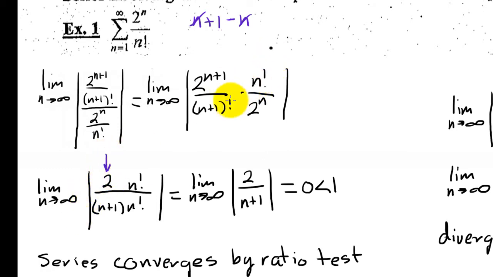When we have n factorial over n plus 1 factorial, that's n factorial over n plus 1 times n factorial. We reduce the n plus 1 by 1 when we do factorial, so it becomes n factorial. Those cancel out, so we end up with 2 over n plus 1. As the denominator goes to infinity, this fraction goes to 0, and 0 is less than 1, so the series converges by the ratio test.